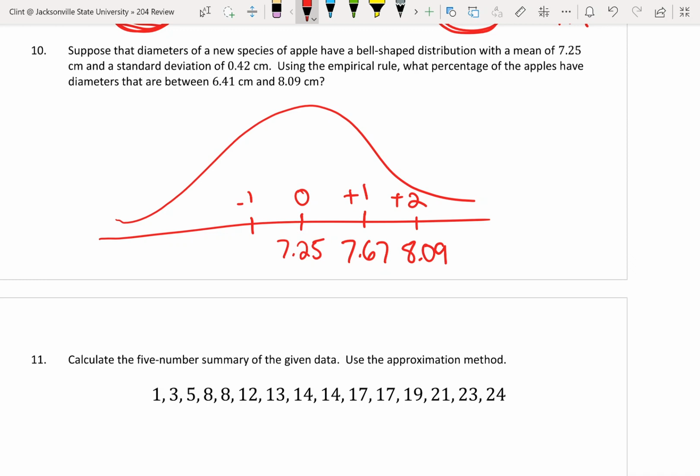And do the same thing going down. So if we do 7.25 minus 0.42, we get 6.83. Subtract another standard deviation, so minus 0.42, we get 6.41. Those are the two numbers we're looking for. So we want to know what percentage of our data is between minus 2 standard deviations and plus 2 standard deviations of the mean. What percentage is that?